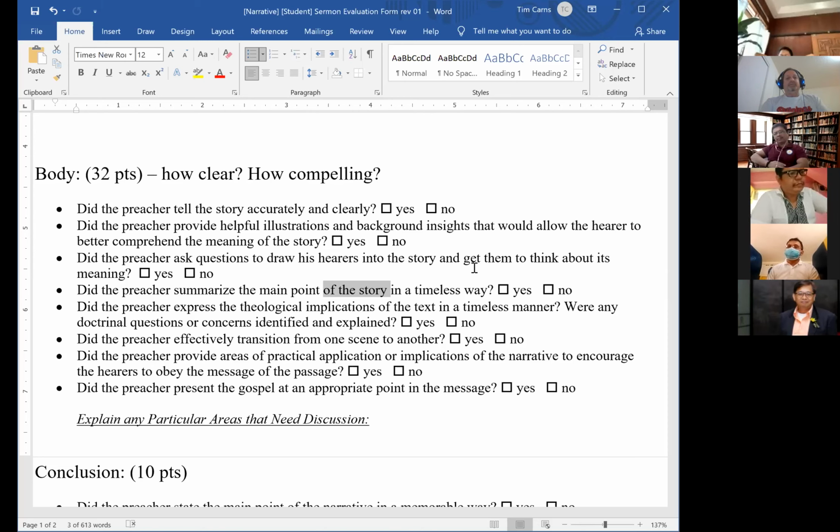So, in regards to your question, Michael, did the preacher summarize the main point of the story in a timeless way? The scenes are meant to help develop the plot of the story, and then the main point is what will come out at the end. Okay? So you don't have to have outline points; basically your outline is your scenes.